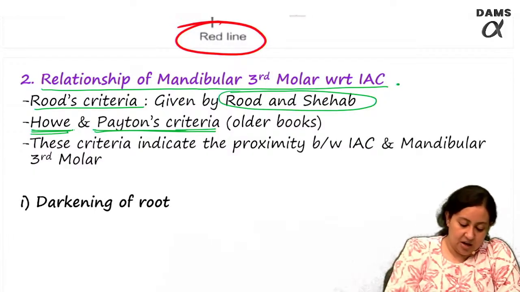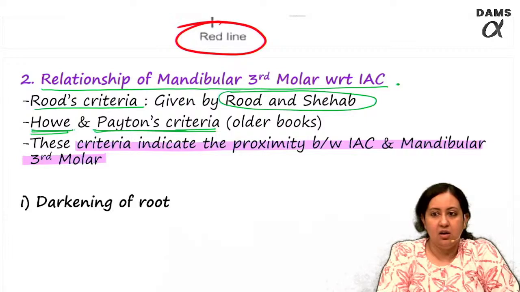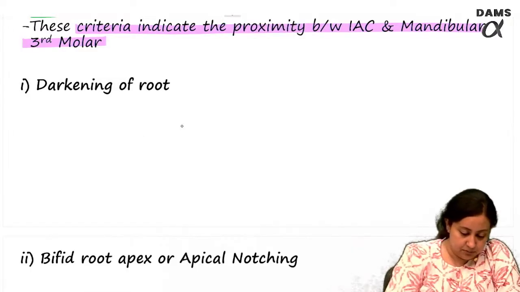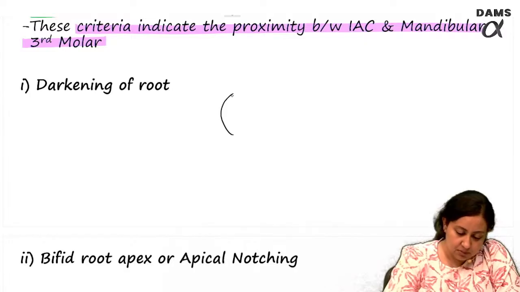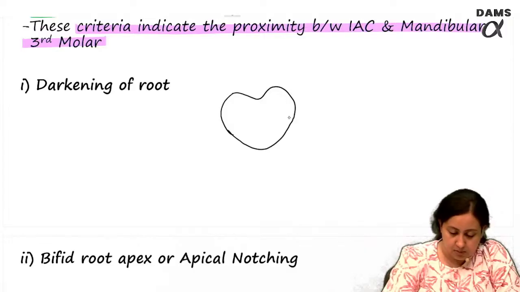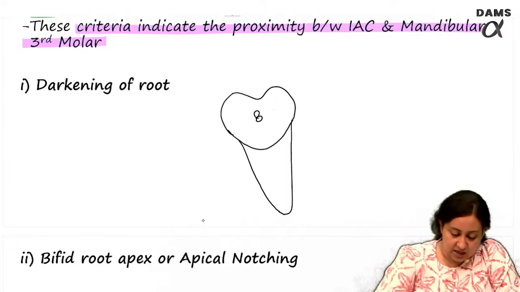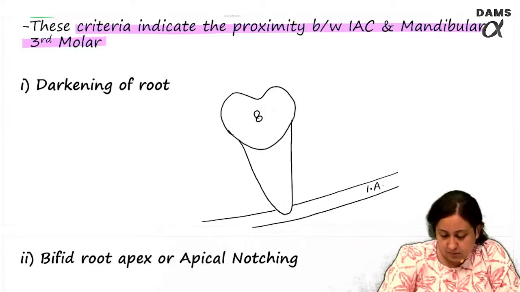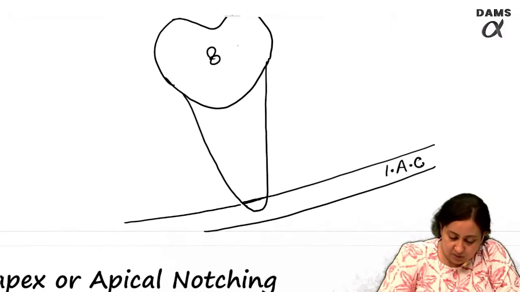These criteria indicate the proximity between the inferior alveolar canal and mandibular third molars. Let's see each of the criteria one by one. Now the first one is darkening of root. Let's suppose this is the third molar. In case there is close proximity to the inferior alveolar nerve canal, then this will manifest as darkening of the apical third of the root tip. So this is a radiographic feature that you can identify on a radiograph.